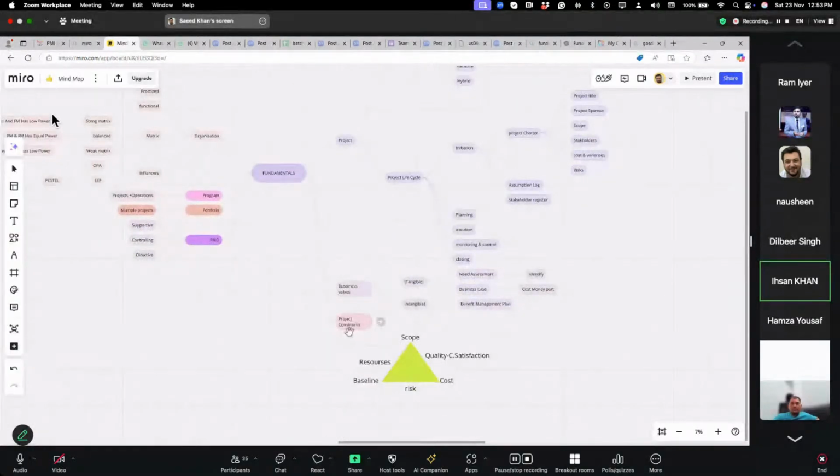We'll come down to the fundamental basics. There are two values: business value and business value. We have tangible and intangible. Tangible, we further categorize into need assessment and business case. And intangible, we have the benefit management plan.